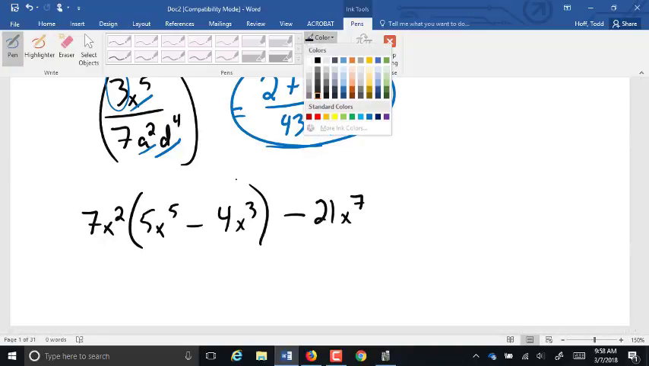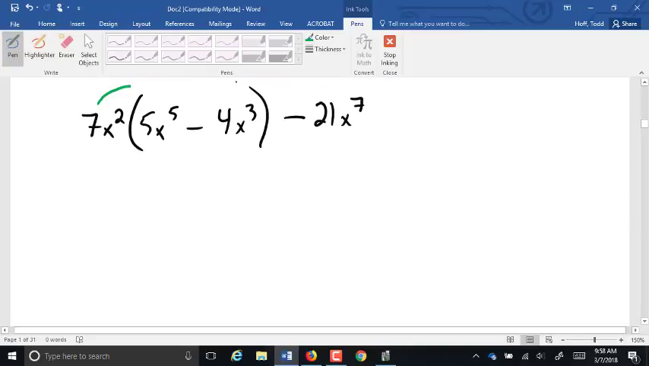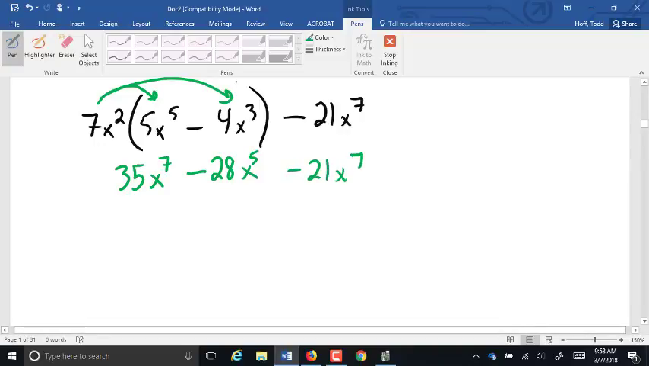So if I have something like this, I'm going to multiply through the parentheses first. 7x squared times 5x to the fifth is 35x to the seventh. 7 times 5 is 35. X squared times x to the fifth is x to the seventh. 7x squared times the negative 4x to the third is, careful, negative 28. Yep, 7 times 4 is 28. X to the fifth. When we're multiplying, we add the power. And then we still have the negative 21x to the seventh over here.